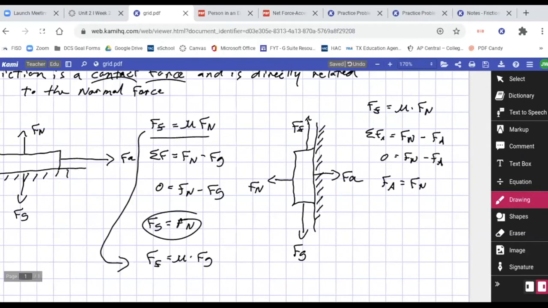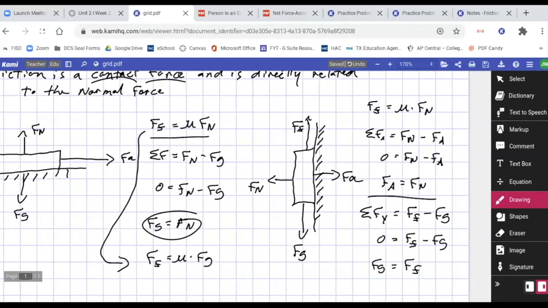Okay. And then if I come down, I can say, what about my summation of forces in the y direction? It would be equal to the force of friction minus the force of gravity. If these are not moving, if this is also balanced, a net force is zero, zero acceleration, equilibrium, all of those things are true, we can say that zero is equal to the force of friction minus the force of gravity, and therefore the force of gravity is equal to the force of friction.